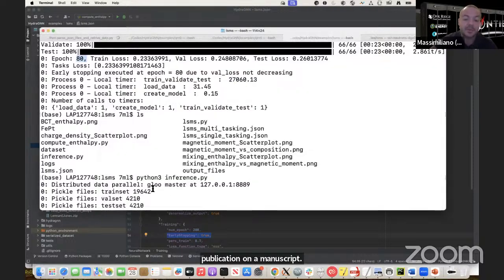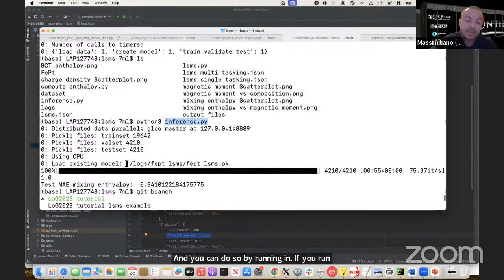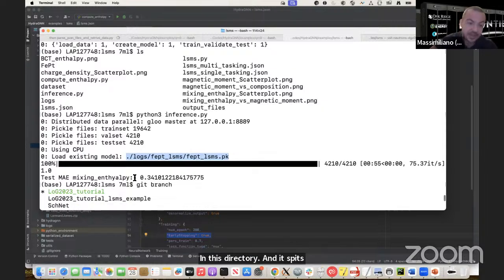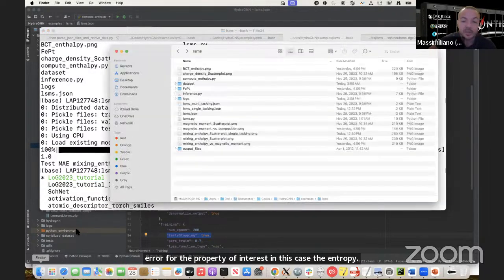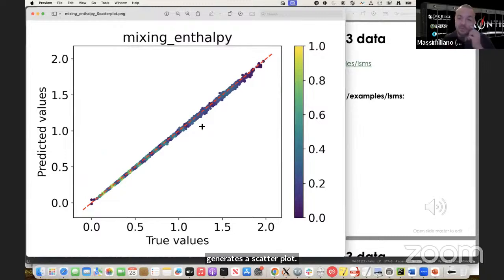And you can do so by running inference.py. If you run inference.py after the training, what happens is that the code automatically detects the presence of a pre-trained model in this directory, and it spits out the mean absolute error for the property of interest, in this case, the enthalpy. And this is a quantitative estimate of what's happening in terms of predictive performance, but it also generates a scatter plot. And this scatter plot is a little bit fancier than the one I was showing before. And here we use the additional colored density to show you where most of the data samples have the values within the range.